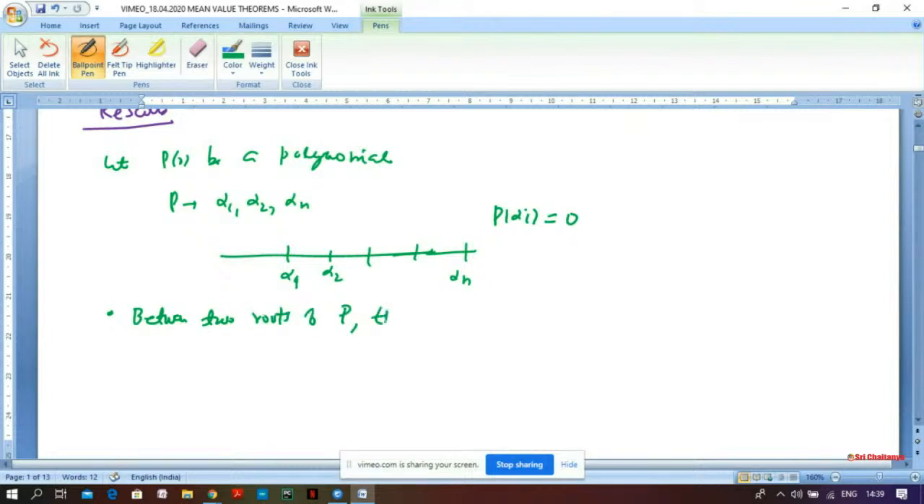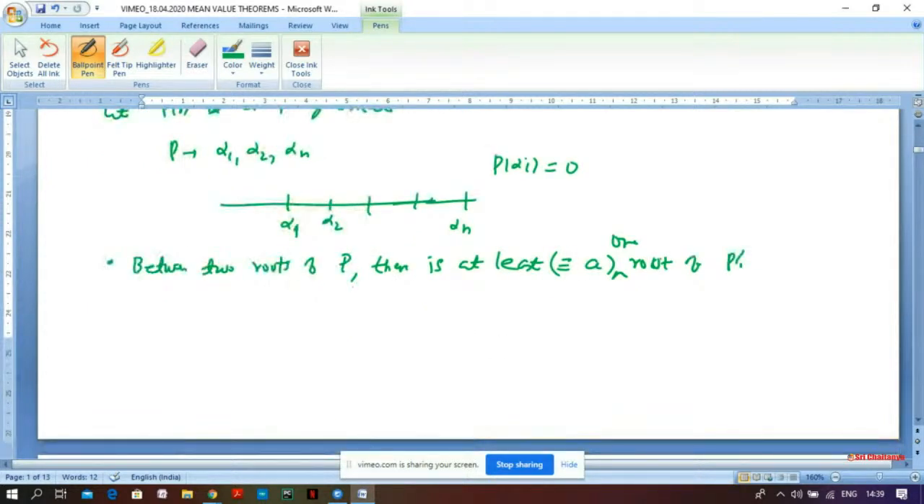polynomial, there is at least one. I would say rather, there is a, because saying there is one may be a little confusing. So at least means a. So between two roots of p, there is at least one root of p prime. So that is what we are saying about roots of p and p prime.